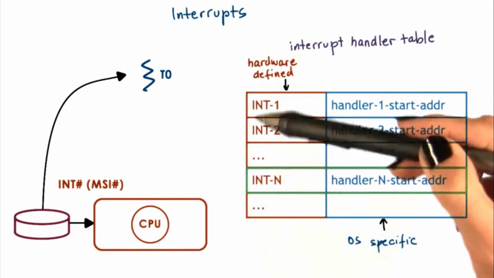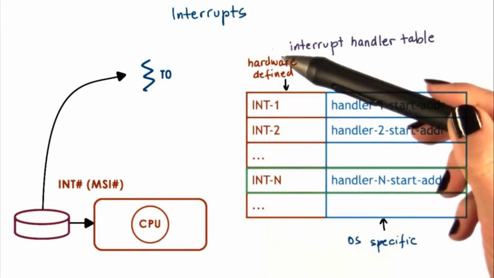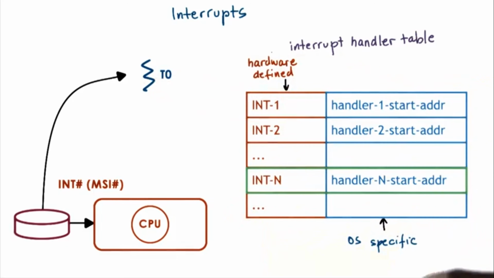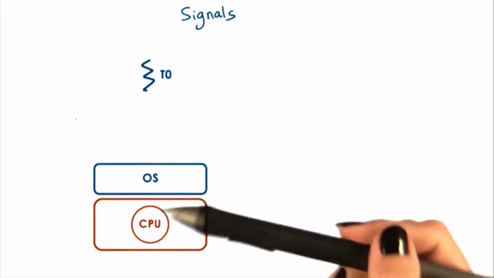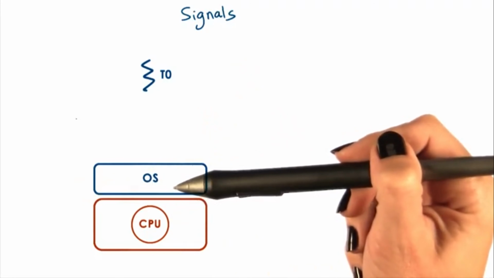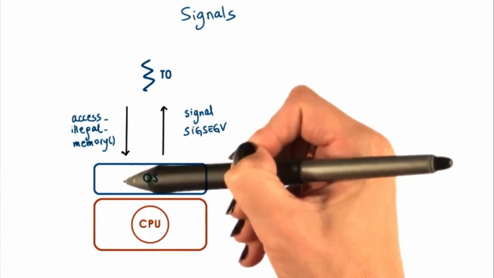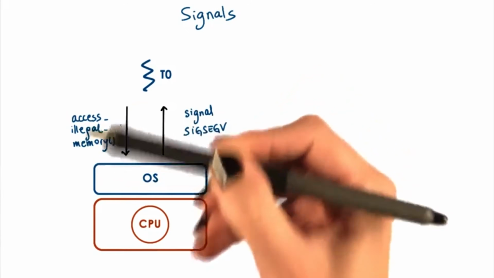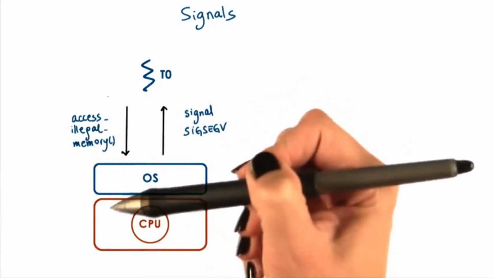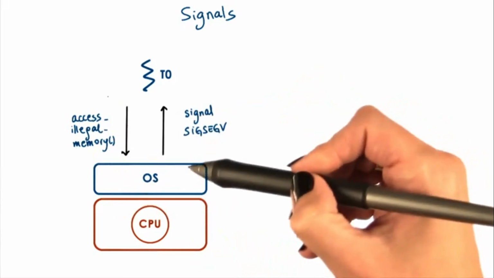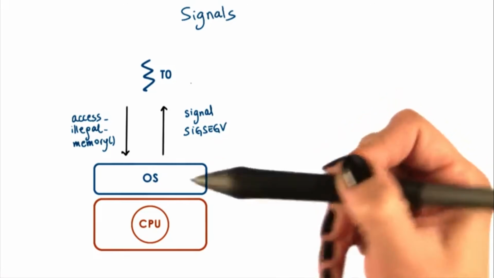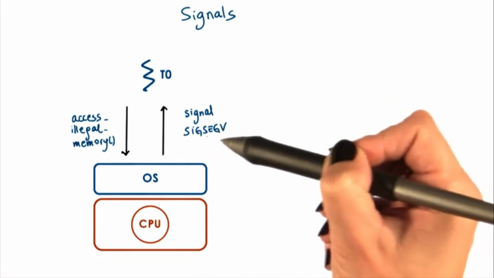Remember again that which exact interrupts can occur on a platform depends on the hardware, and how they're handled is specified by the operating system. The situation with signals differs because signals are not generated by an external entity. For instance, if this thread is trying to access a memory location that hasn't been allocated to it, so it's basically performing an illegal memory access, that will result in the signal being generated that's called SIGSEGV.